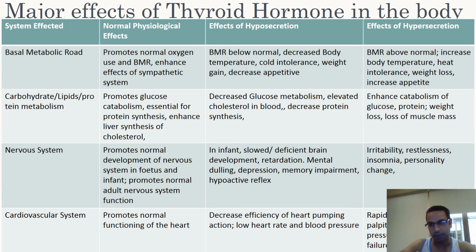So when your body is not secreting much, in infants it causes slow or deficient brain development, retardation, mental dulling, depression, memory impairment, and hyperactive reflexes. So they really affect the nervous system in a bad way. You just have to make sure your thyroid hormone level is normal. And when it's really hyper, it goes the other way: irritability, restlessness, insomnia, and personality changes.